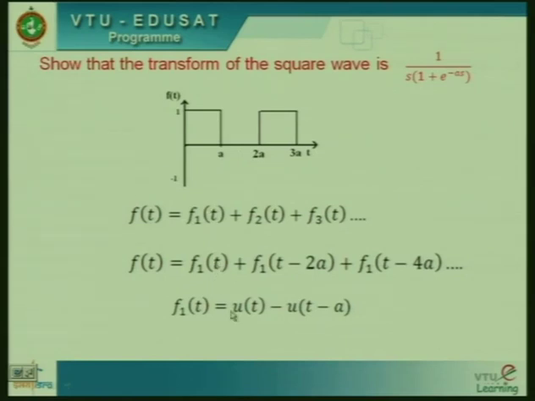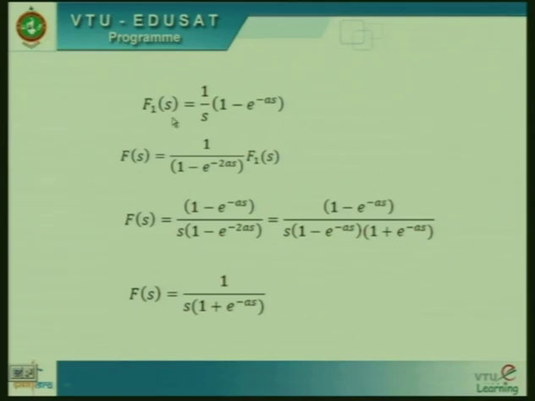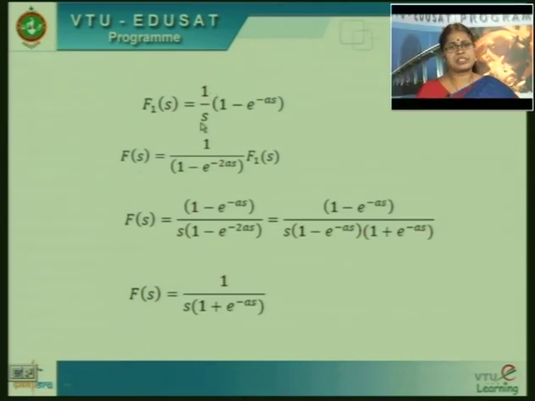Now, let us take the Laplace transform of this function which we call f1 of s. So, f1 of s is given by 1 by s into 1 minus e power minus as. This 1 by s is the Laplace transform of u of t, and 1 by s into e power minus as is the Laplace transform of u of t minus a. So, this is the Laplace transform of the first cycle of your waveform.